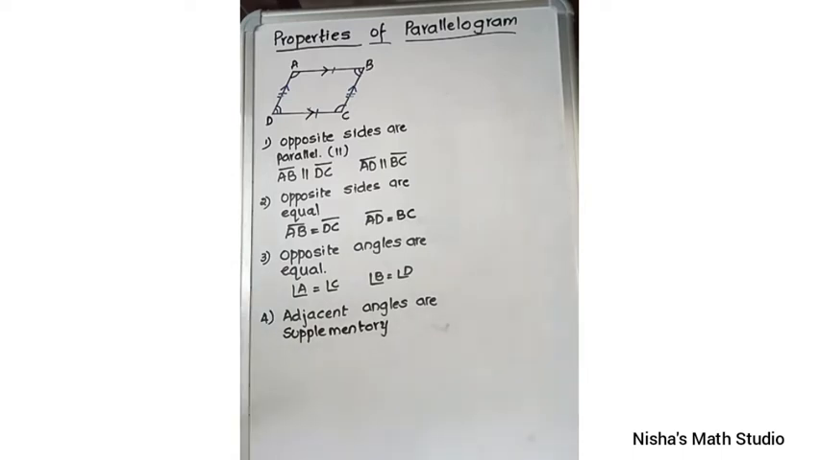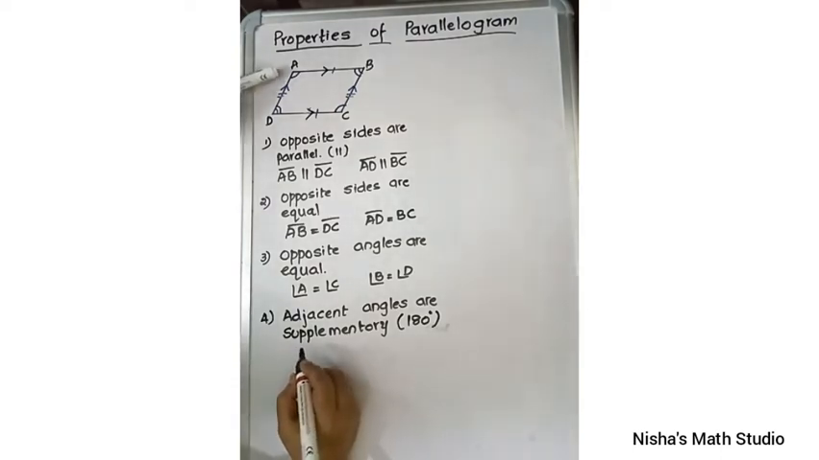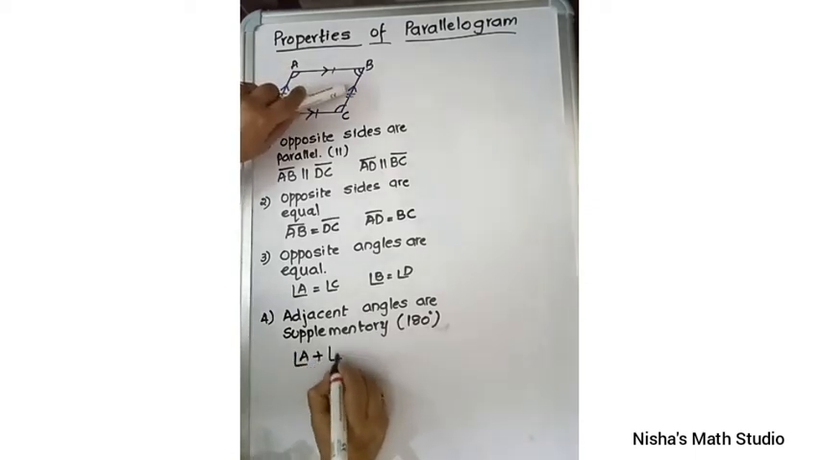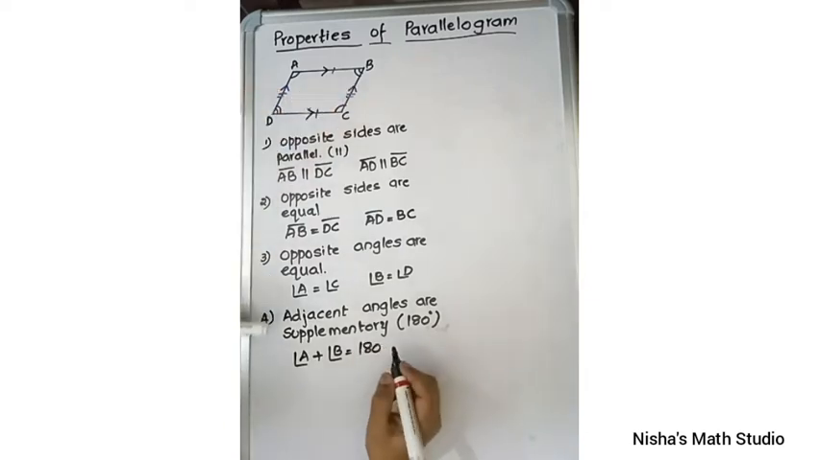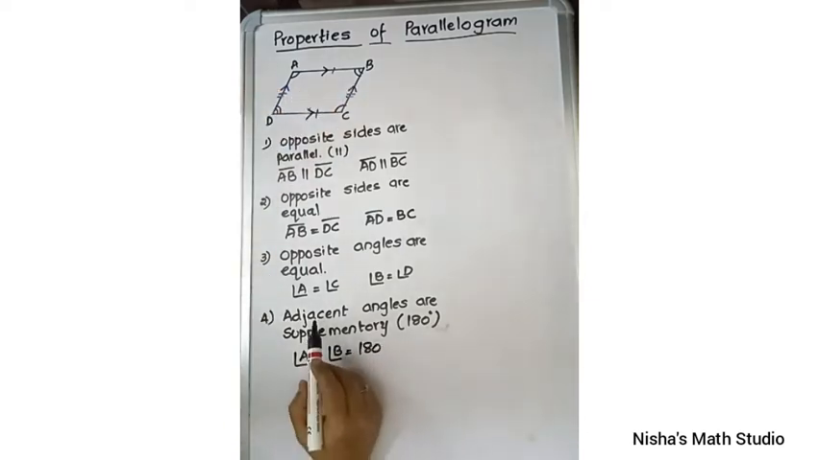Adjacent angles are supplementary. What is the meaning of supplementary? When we add two angles, if we get a total of 180 degrees, such angles are called supplementary angles. So, angle A plus angle B will give you 180 degrees. We know that these are adjacent angles.